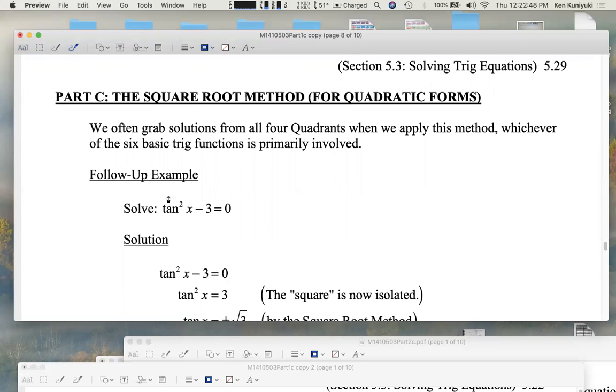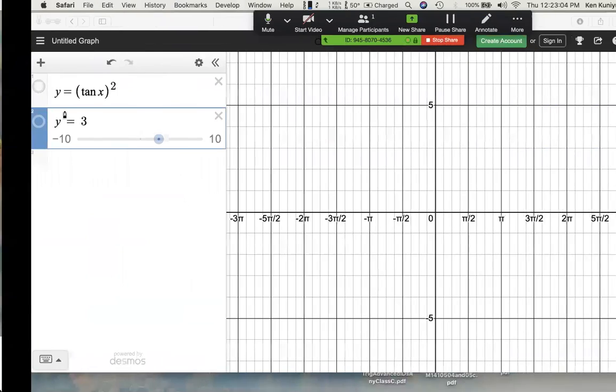Hi, everyone. We just solved the equation tangent squared of x minus 3 equals 0, or its equivalent equation, tangent squared of x equals 3. Let's check our solution set for both these equations on Desmos. Tangent squared of x equals 3.